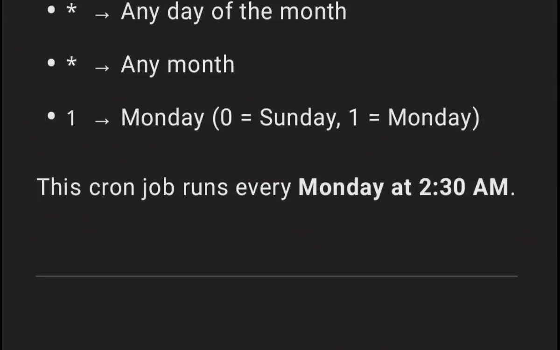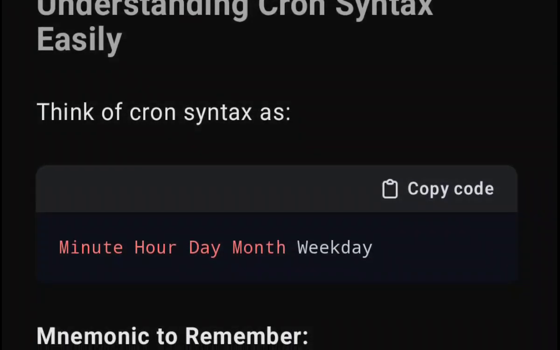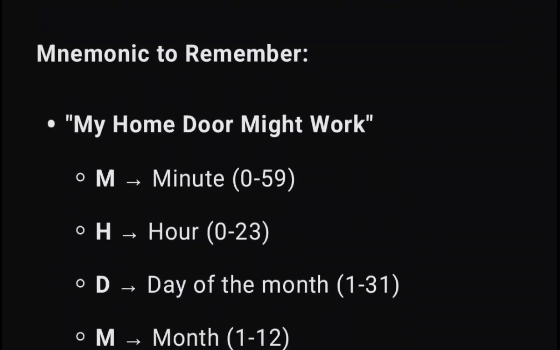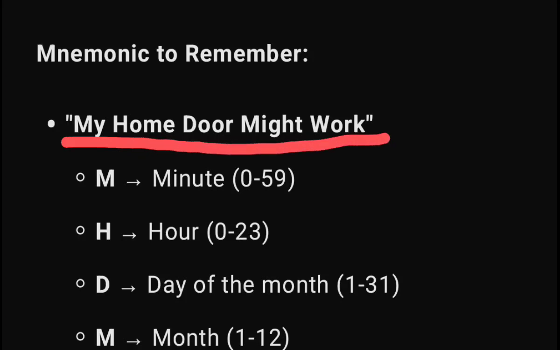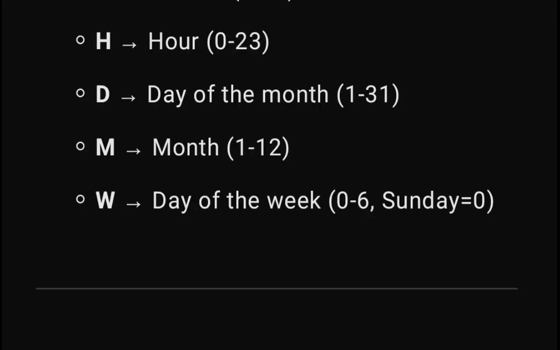Likewise, you can easily remember this particular cron syntax by remembering one sentence. Here is the sentence: my home door might work. M indicates minutes, H indicates hours, D indicates date of the month, M indicates month, and W indicates day of the week.